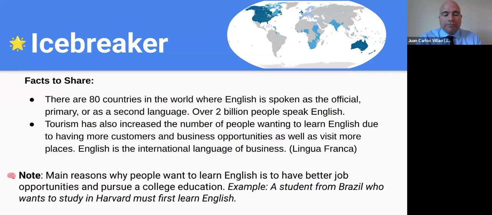So main reasons why people want to learn English is to have better jobs, better job opportunities, and pursue a college education. And an example, a student from Brazil whose native language is Brazilian Portuguese, who wants to study in Harvard, must first learn English. So that's an example. Okay.